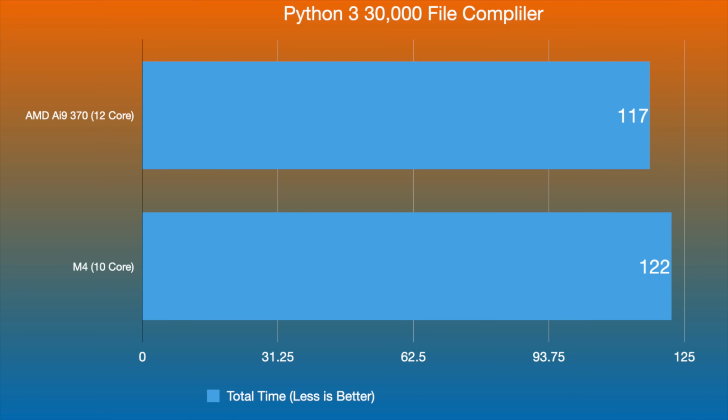The AMD AI9 370, with its 12-core setup, managed to do this file compile for me in 117 seconds, whereas the M4 ran the exact same Python script in 122 seconds. Remember, we've got the exact same amount of RAM inside both of these machines. Obviously, the M4 is unified, with all of that.